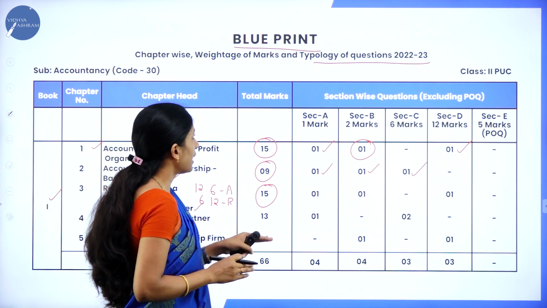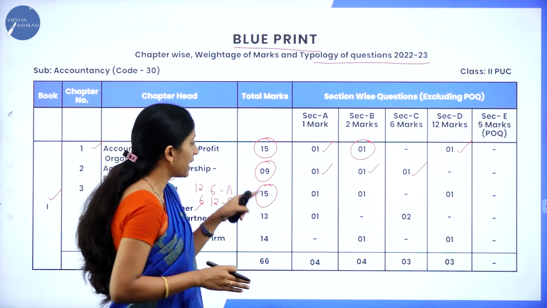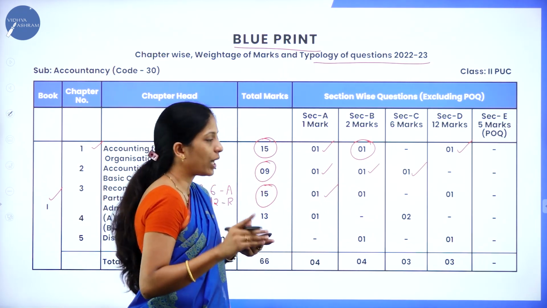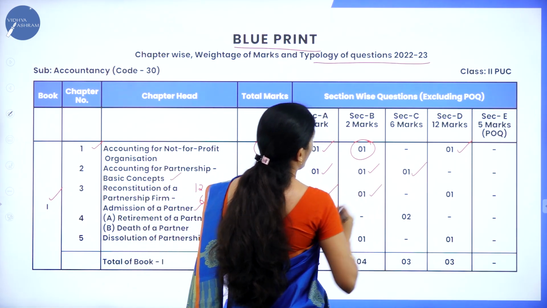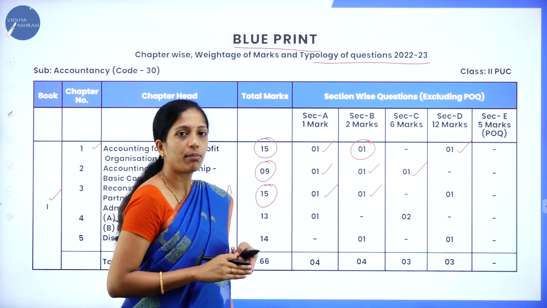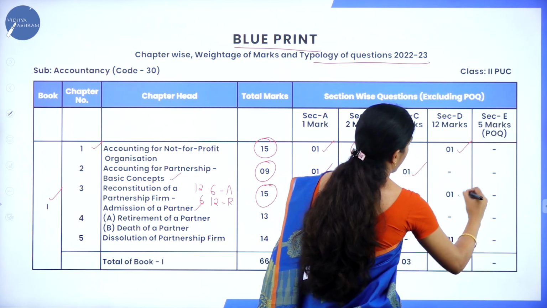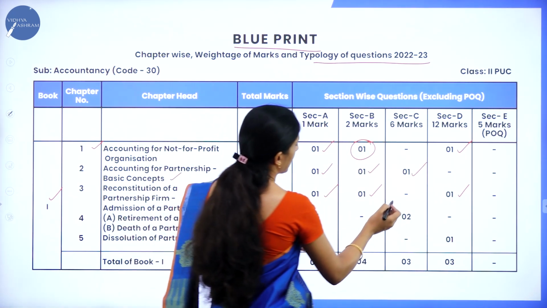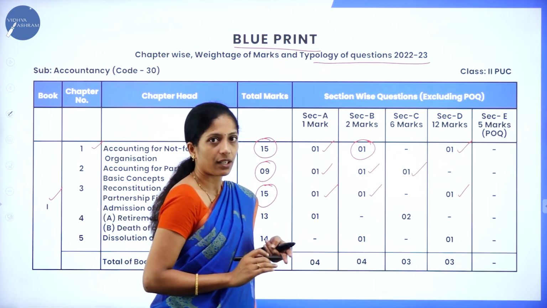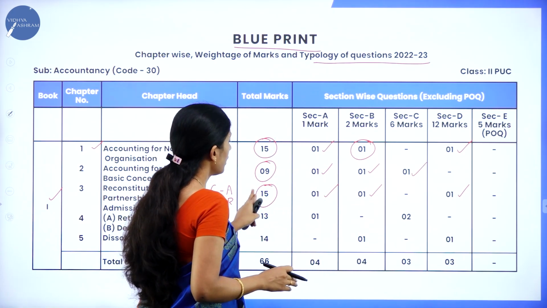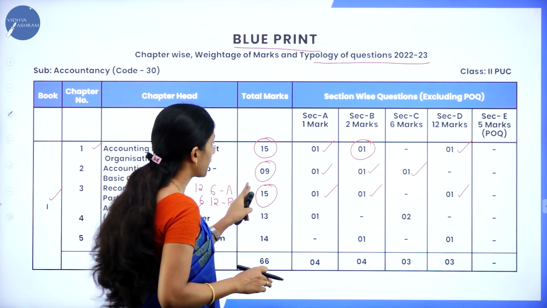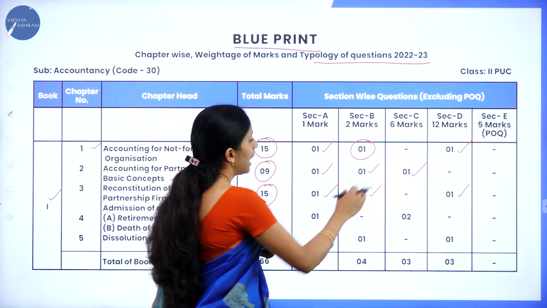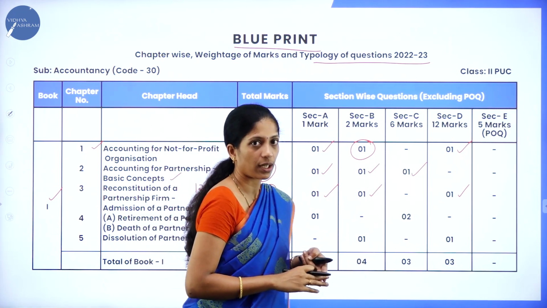Here the total weightage of the admission chapter is 15 marks, where under section A, 1 mark 1 question will be asked, 2 marks 1 question will be asked, and 12 marks 1 question will be asked. So let us say the 12 marks will come from admission, then you will get 6 marks from retirement. Remember this. So the total weightage of this particular chapter is 15 marks, where you will get 1 mark 1 question, 2 marks 1 question, as well as 12 marks 1 question.